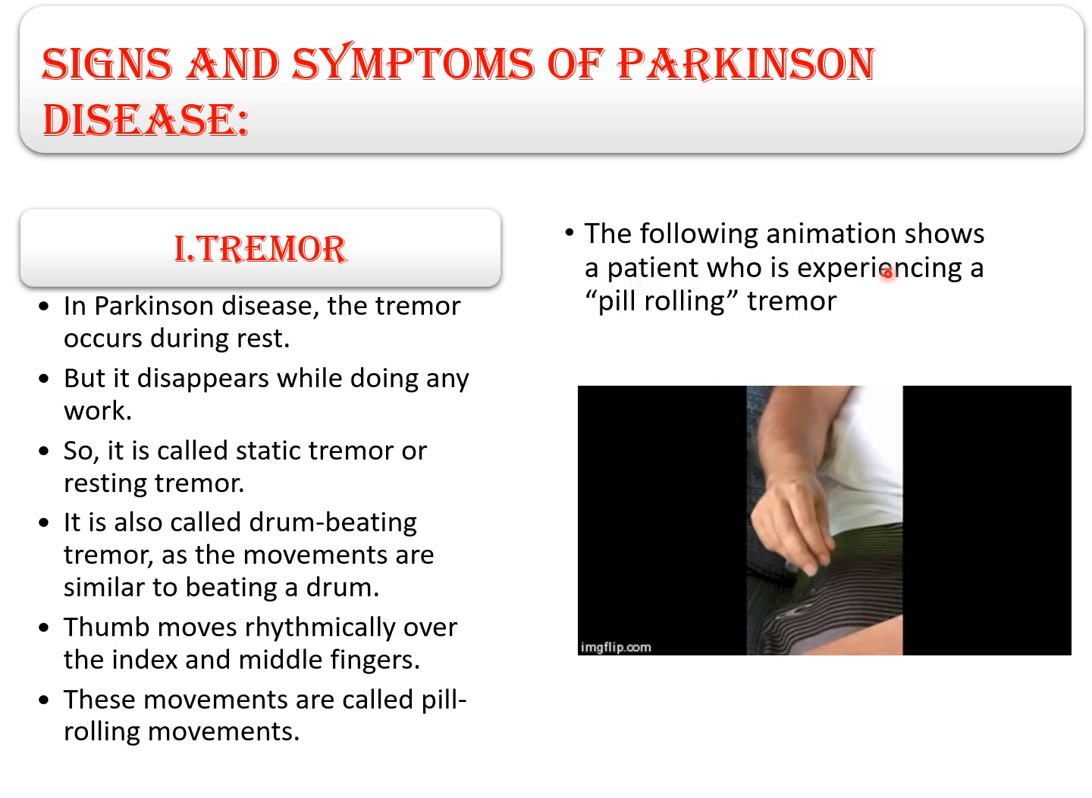This animation shows a patient who is experiencing a pill rolling tremor. The thumb moves rhythmically over the index and middle fingers. These movements are known as pill rolling movement.